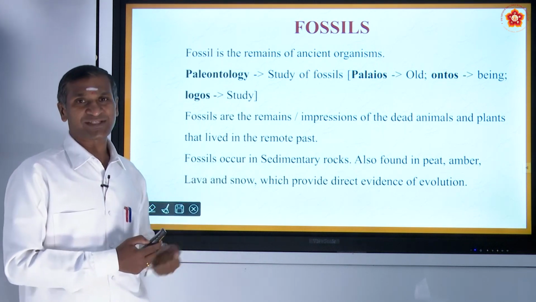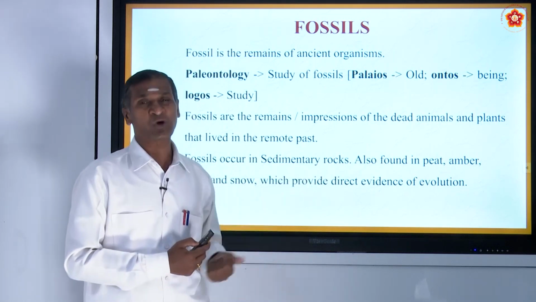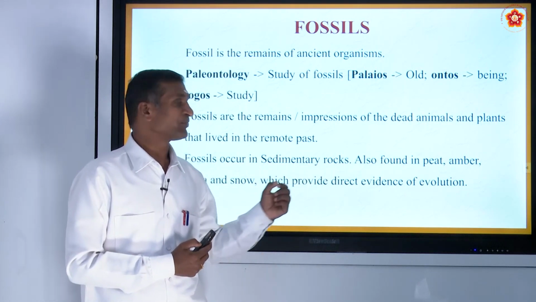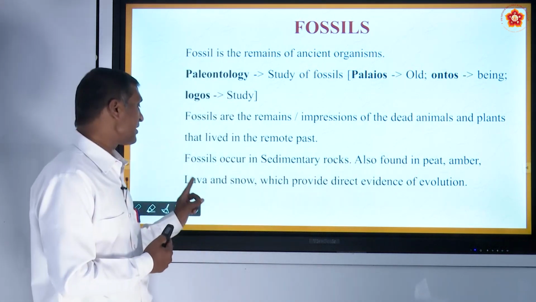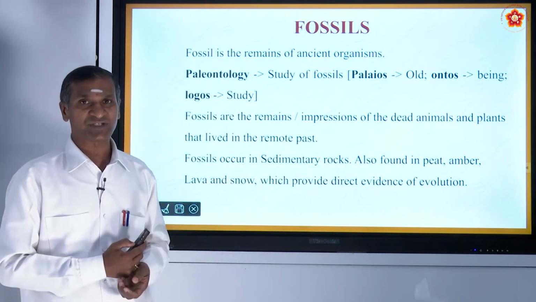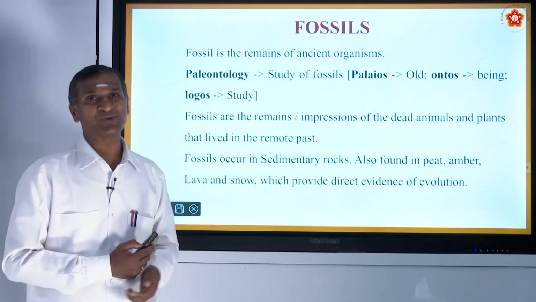Where do these fossils occur? The fossils occur in sedimentary rocks, and not only in them; they are also found in peat, amber, lava and snow regions, which provide direct evidence for evolution.